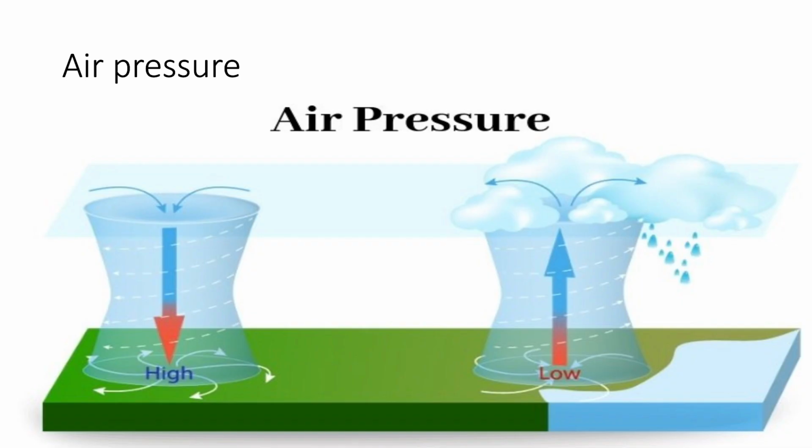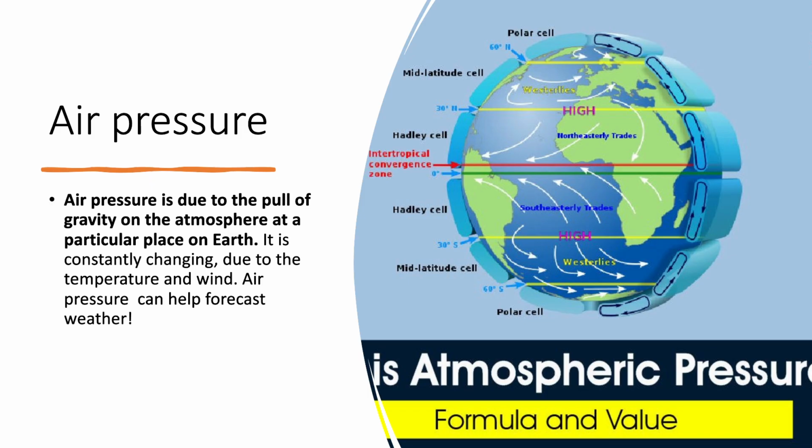Let's talk about air pressure. Just like what I talked about, a barometer measures air pressure. Air pressure is due to the pull of gravity on the atmosphere at a particular place on Earth. It is constantly changing due to the temperature and wind. Air pressure can help forecast weather.